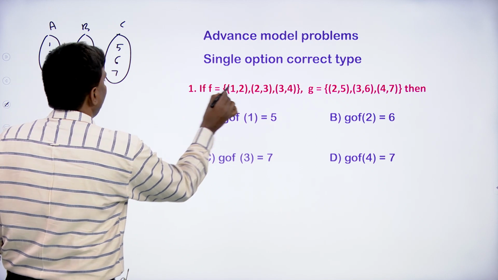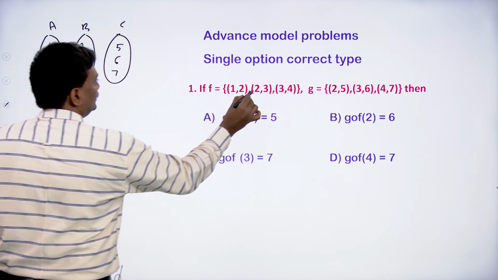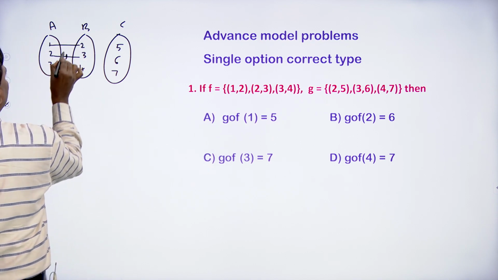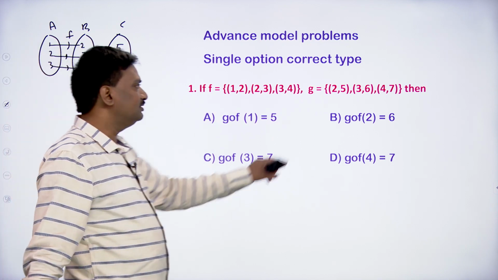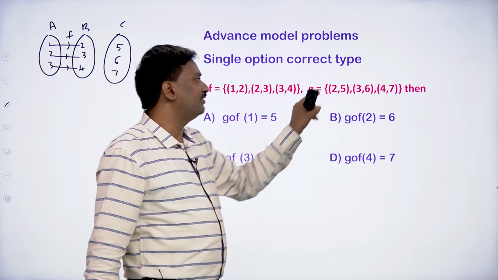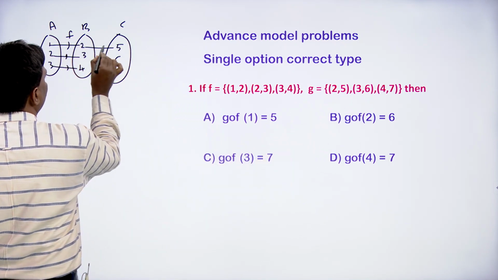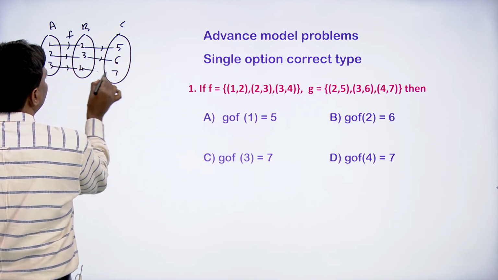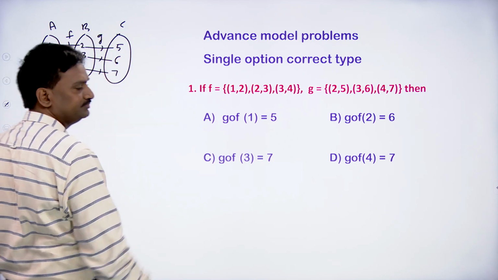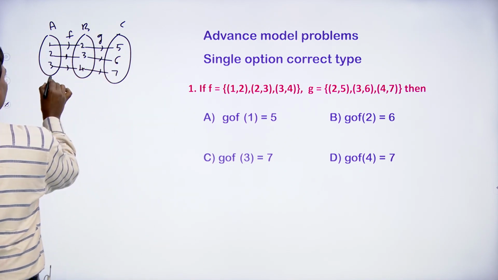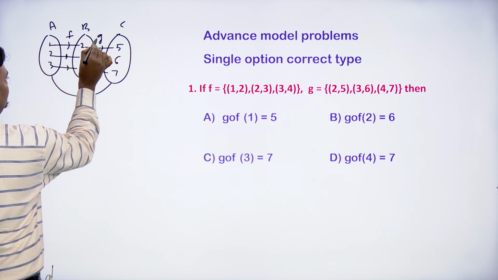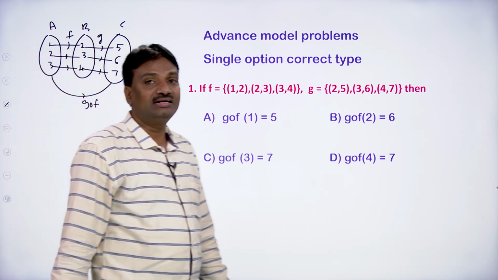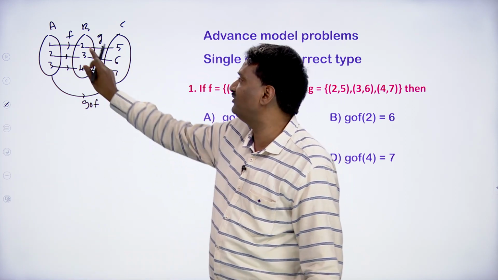According to the problem, the image of 1 is 2, the image of 2 is 3, and the image of 3 is 4. So this is the function f. With respect to the function g, the image of 2 is 5, the image of 3 is 6, and the image of 4 is 7. Now from A to C, we know the function is, clearly, g circle f. That is the composite function of f and g.